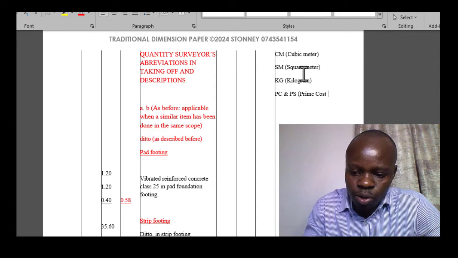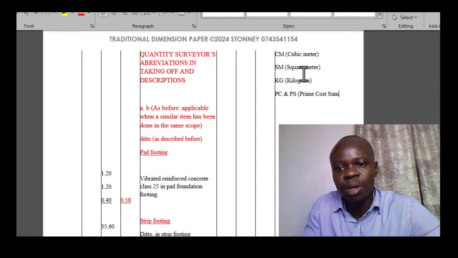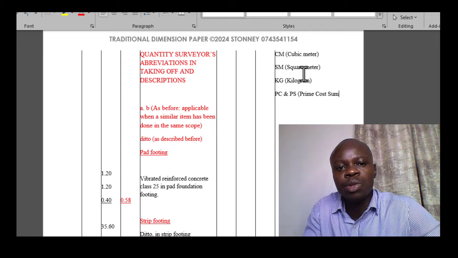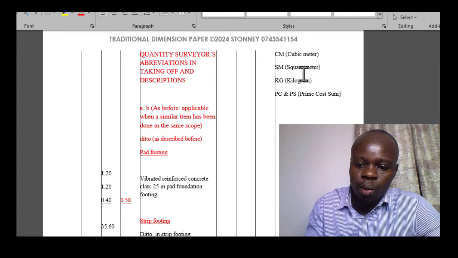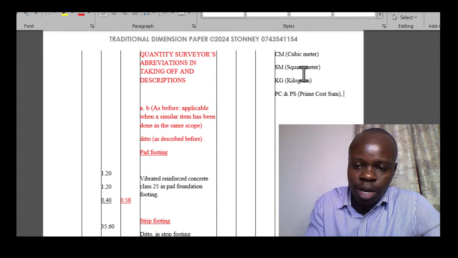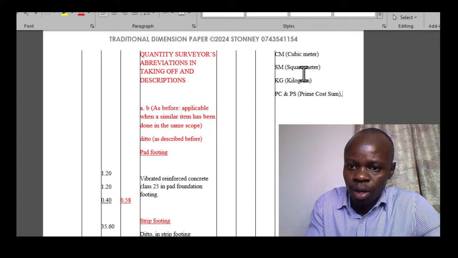Okay, prime cost, of course, prime cost sum, which basically means those are sums which are always given to items to be undertaken by the specialists. For instance, the electrical, the mechanical, and so on. So those are the prime cost. The abbreviation is PC.